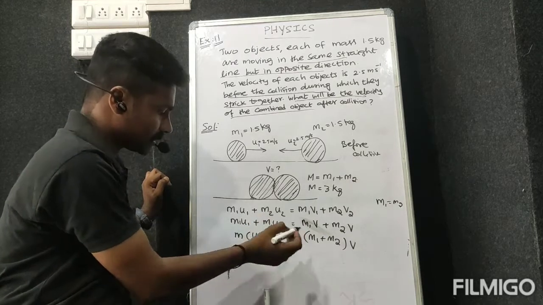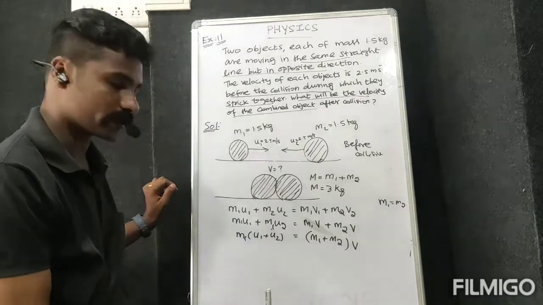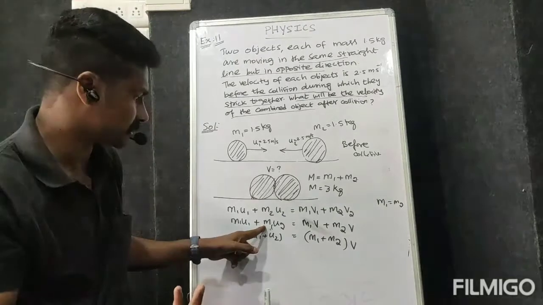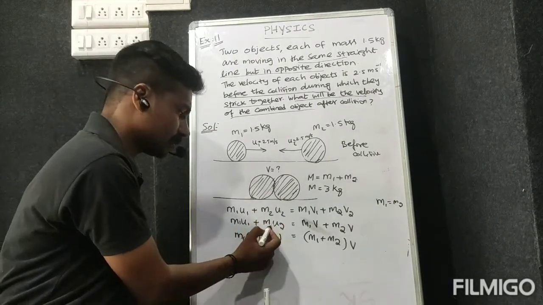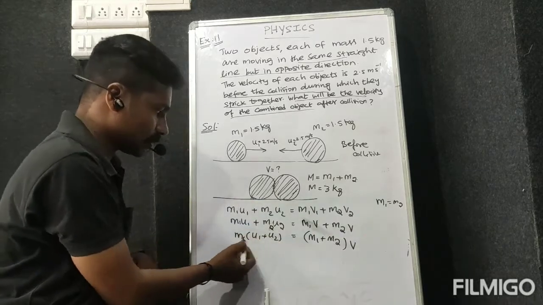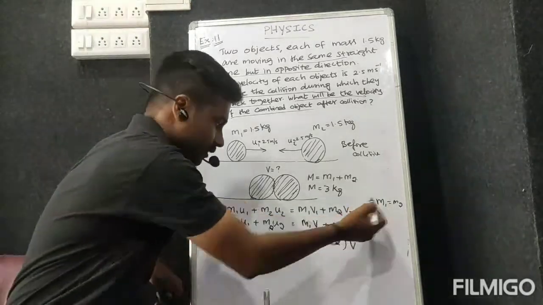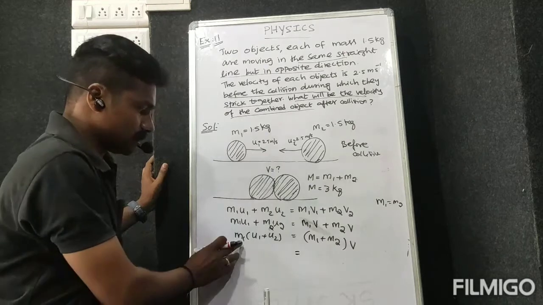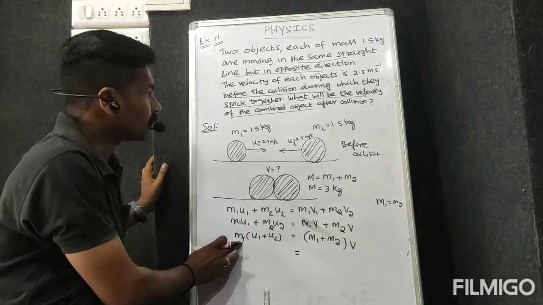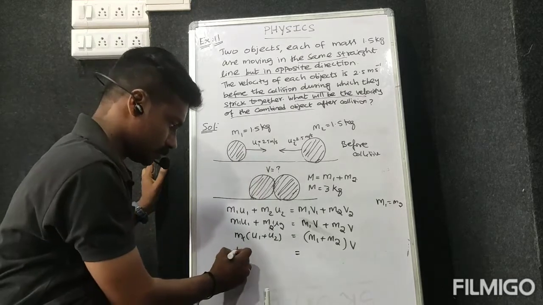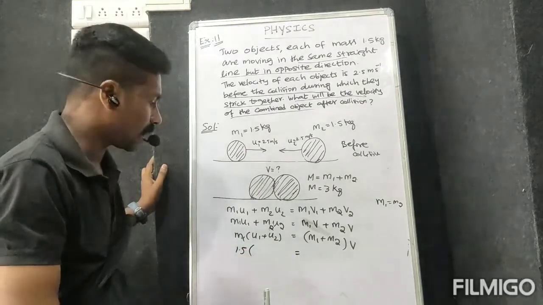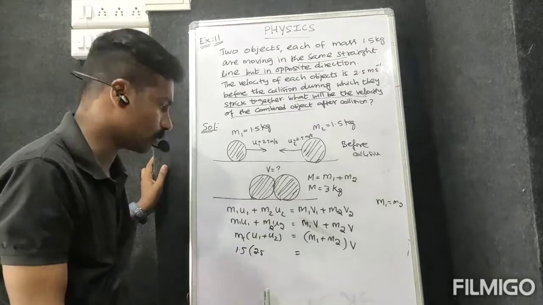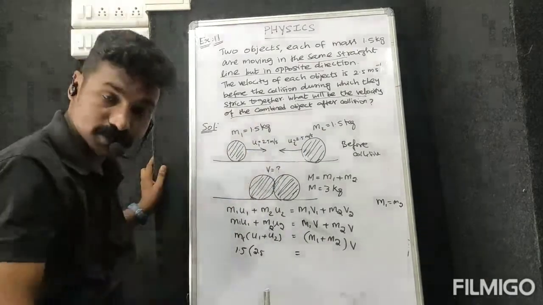Since M1 and M2 are the same, you can write M1 and take it outside. You can write it as M1 or M2, it is not wrong, because it will be the same value. Since M1 equals M2, I take one M1 outside. Now please listen: the M1 value is 1.5, and U1 is 2.5. But U2, you know, is in the opposite direction.